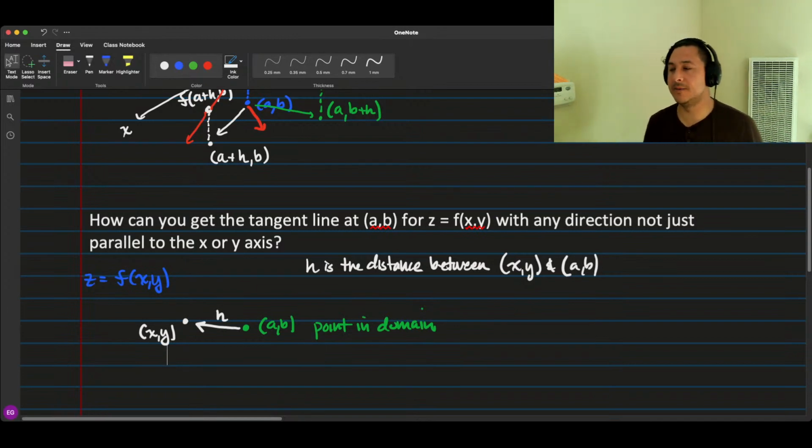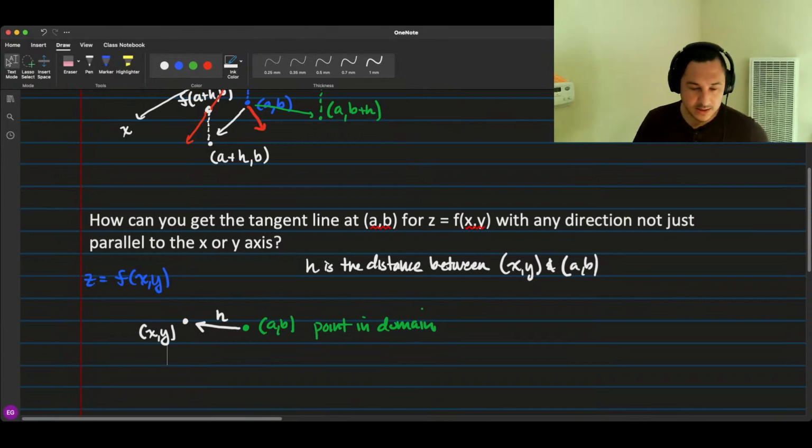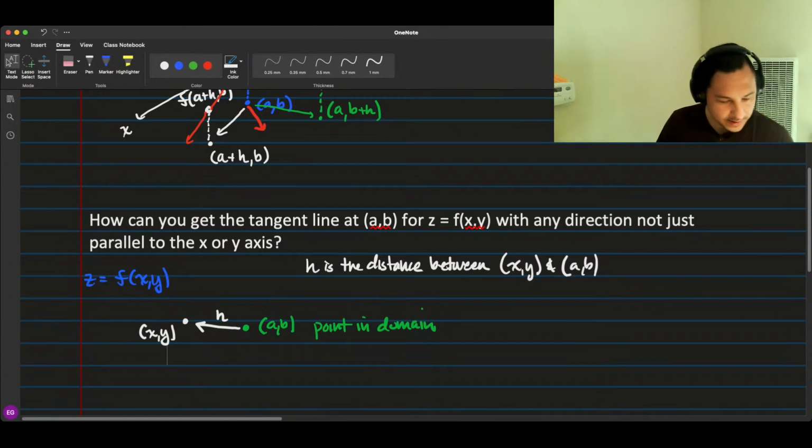We got this point a comma b, a point in the domain. We got this other point x comma y. H is going to be the distance between them. Cool. Which is measured.